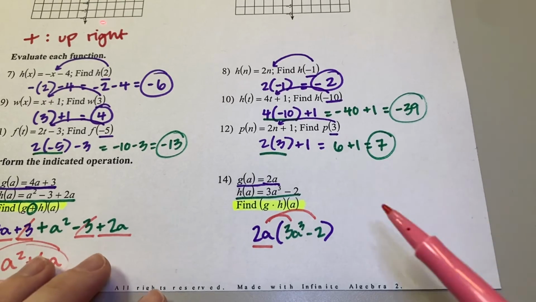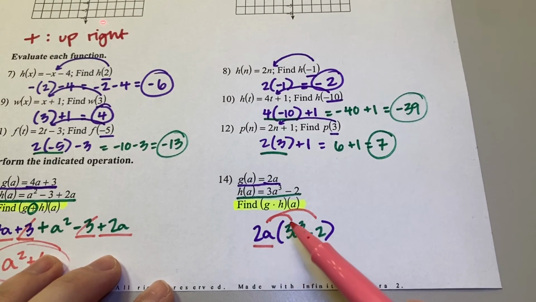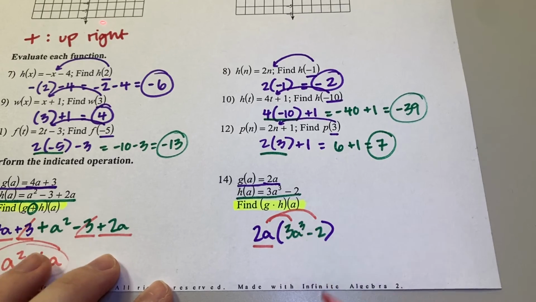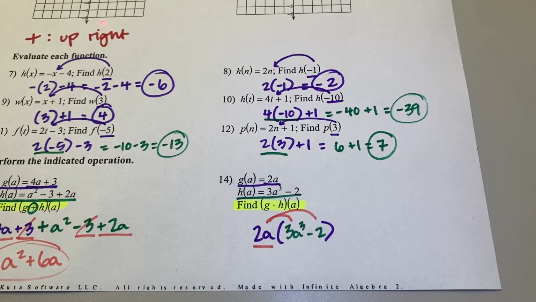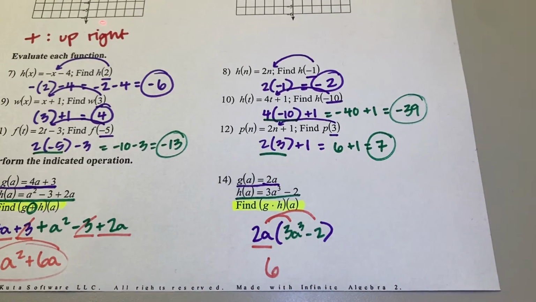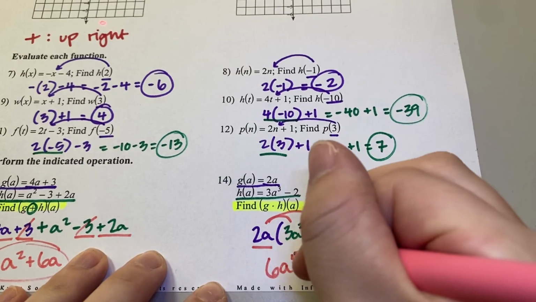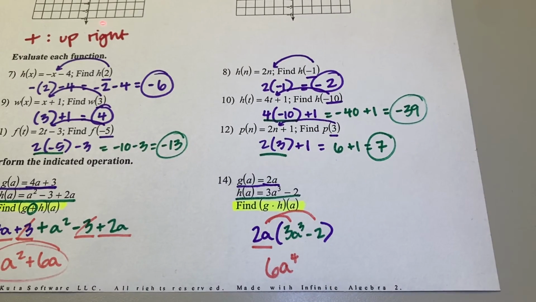Okay, so let's see what we get. 2A times 3A cubed. First of all, let's just take it piece by piece. What's 2 times 3? 6. Now ask yourself, how many A's do I have being multiplied here? I have 1 and then 3. So A to the 4th. Nice. So our first term, 6A to the 4th.